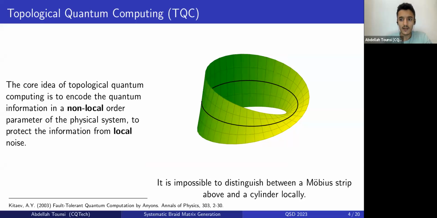As we see in this picture, we have a Mobius strip, and it is obvious that you cannot distinguish locally between this strip and a cylinder. So we should always make a loop around this strip to differentiate between the two. So topology can give rise to such non-local parameters.